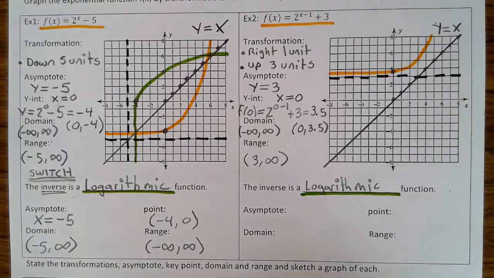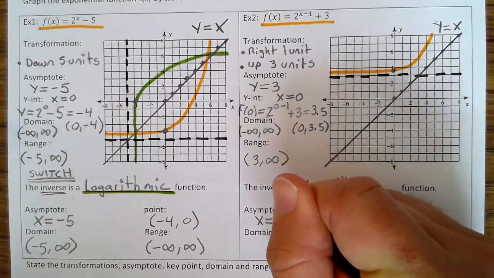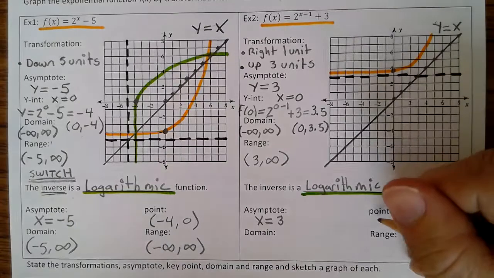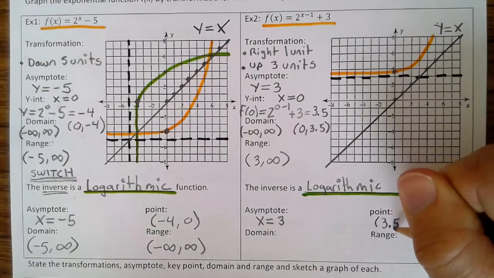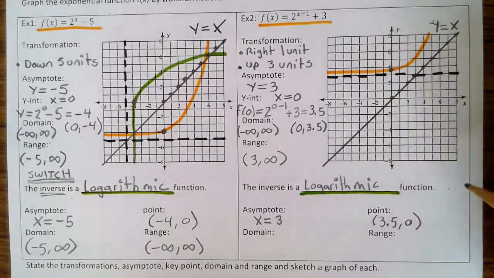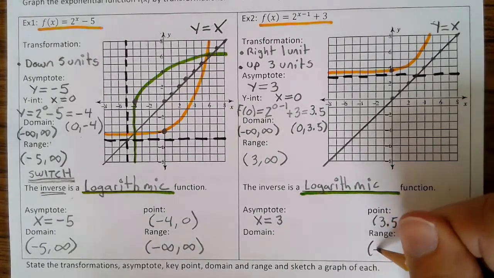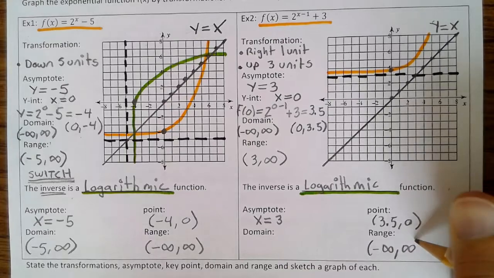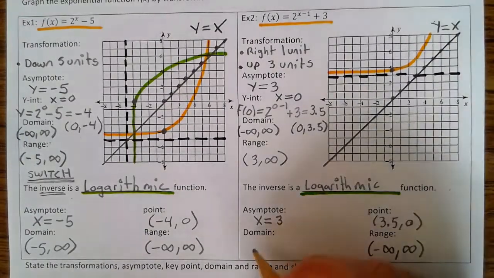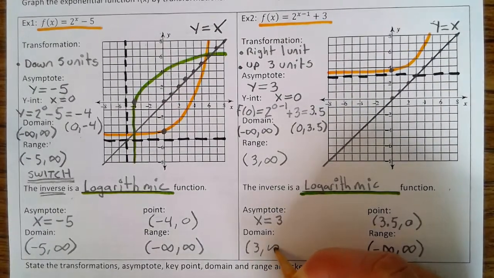The asymptote was y equals 3, now it's x equals 3. The point was (0, 3.5), now the point is (3.5, 0). The domain was negative infinity to positive infinity, now the range is negative infinity to positive infinity. And the range was 3 to infinity, now the domain is 3 to infinity.